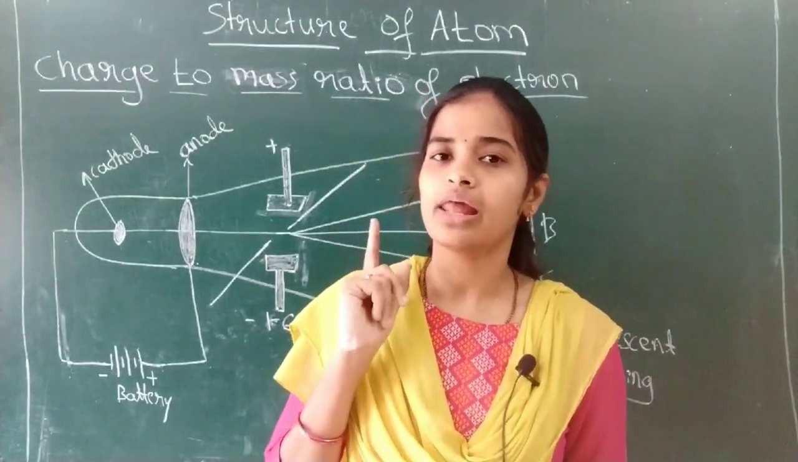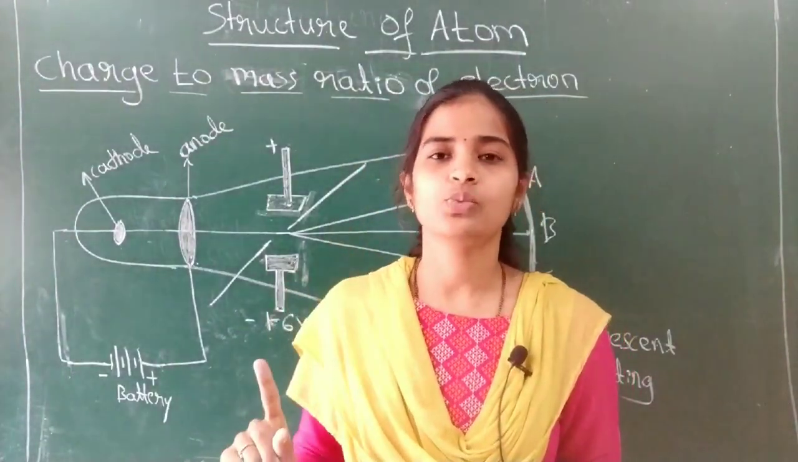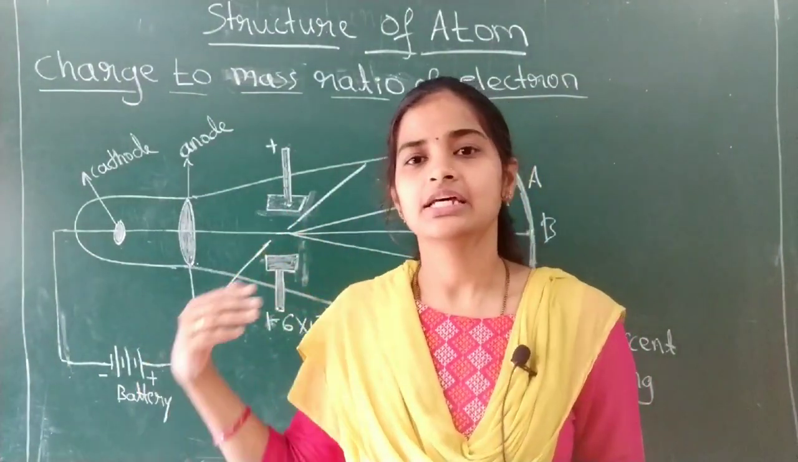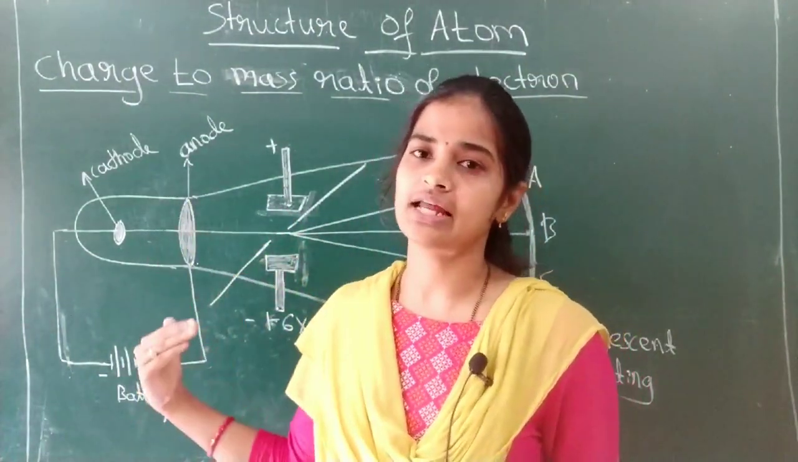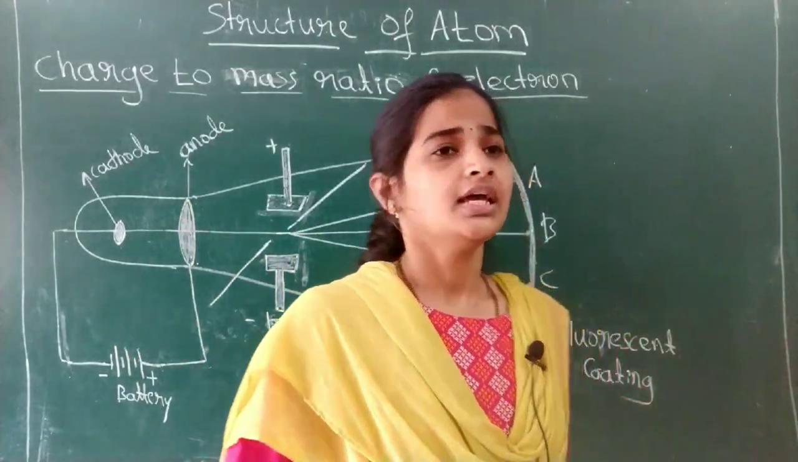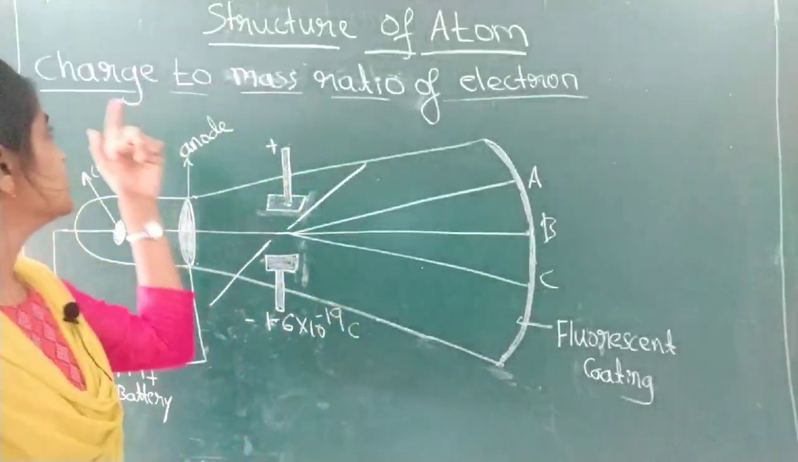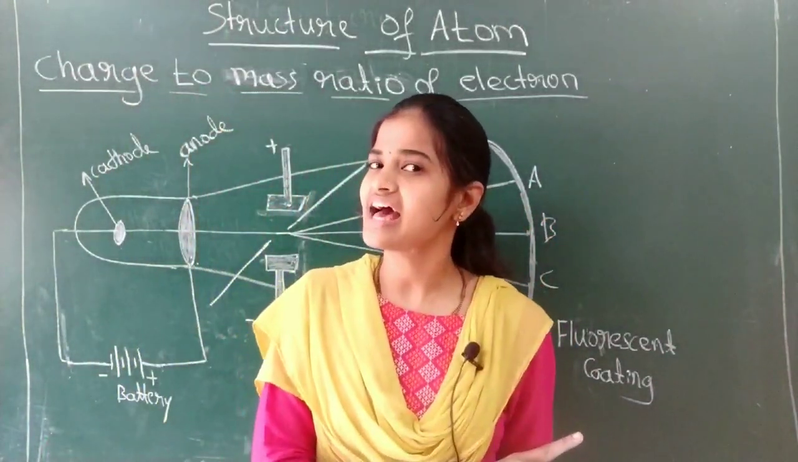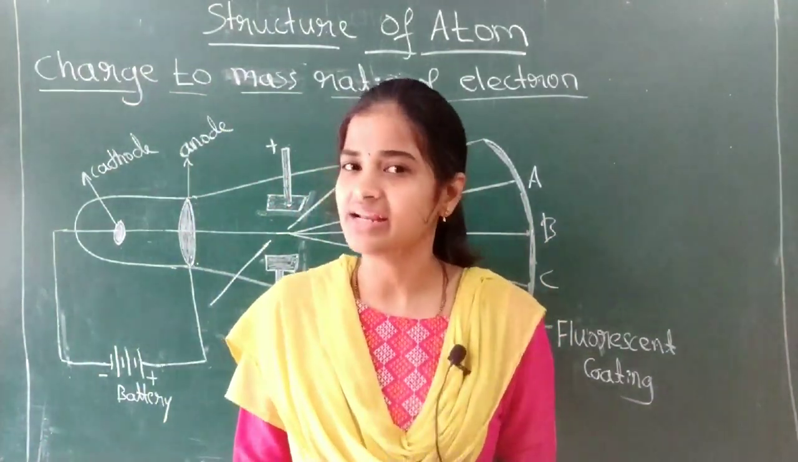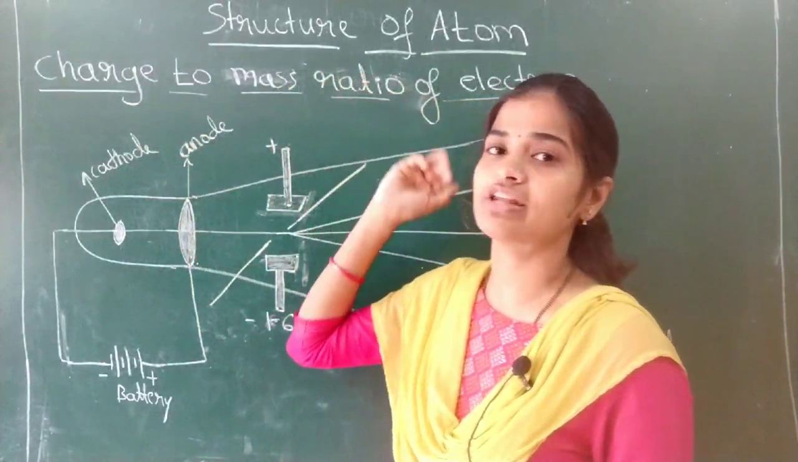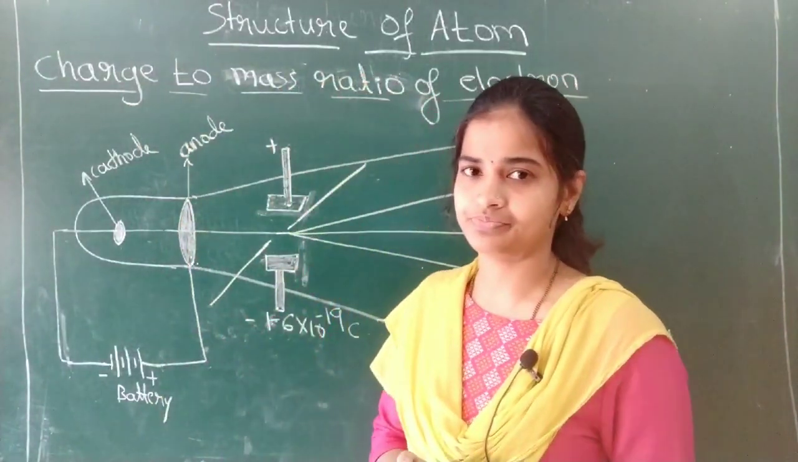Okay, yes students, those who have not watched the first video of the structure of atom, you have to watch that video, and only then can you understand the continuation of the chapter. In today's class, we are studying the charge to mass ratio of an electron. In the previous class, we studied how the electrons were discovered, and in today's class, how the charge to mass ratio of an electron was found.